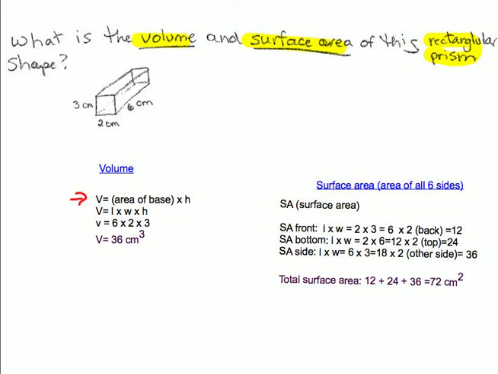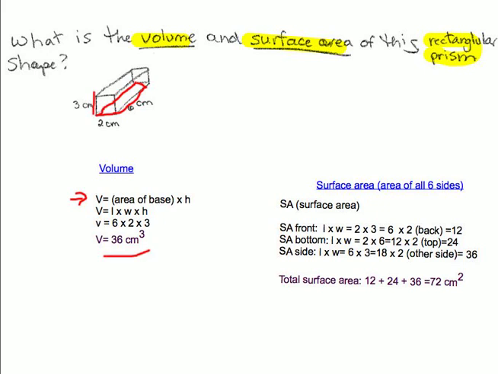So the base here is a rectangular shape. So if I look at the base of this whole shape, that's 6 times 2, which is 12. So the volume is the length times the width times the height, which is 6 times 2 times 3. 3 is the height. So the volume is 36 centimeters cubed.